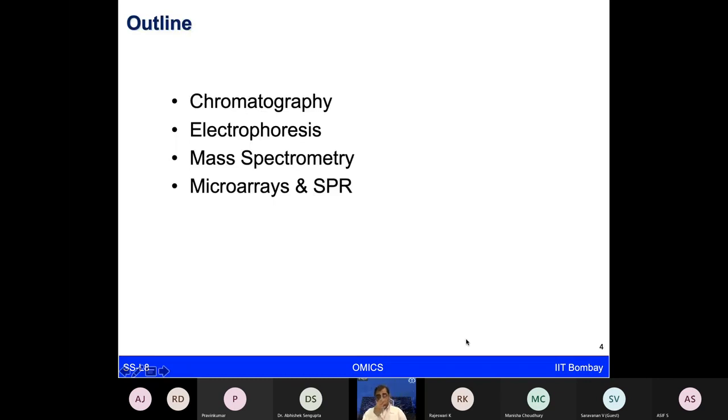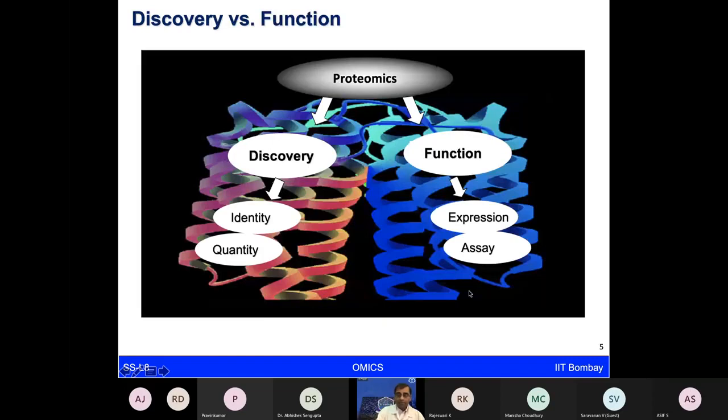So in this session, we are going to focus on chromatographic methods briefly, electrophoretic methods, and then move on to mass spectrometry, followed by microarrays and SPR. Given that the first two, chromatography and electrophoretic, are already quite well known, I will have less emphasis on that and maybe only a brief overview. But as I go along, I will talk in more detail about other technologies.